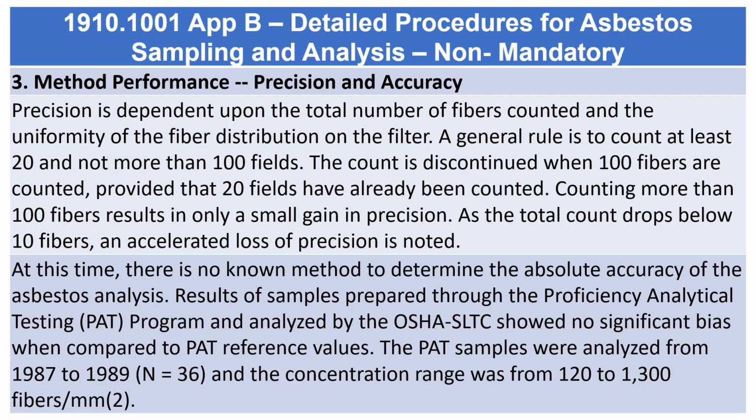3. Method performance, precision and accuracy. Precision is dependent upon the total number of fibers counted and the uniformity of the fiber distribution on the filter. A general rule is to count at least 20 and not more than 100 fields. The count is discontinued when 100 fibers are counted, provided that 20 fields have already been counted. Counting more than 100 fibers results in only a small gain in precision. As the total count drops below 10 fibers, an accelerated loss of precision is noted.